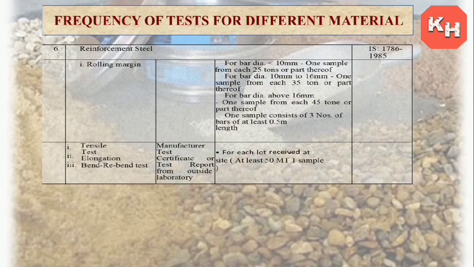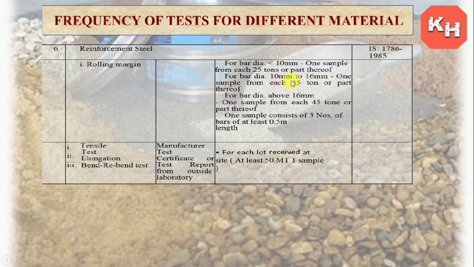And now reinforcement steel. For reinforcement steel, first we see rolling margin. Rolling margin for bar diameter less than 10 mm: one sample of each bar from 25 tons, that is, one sample from each 25 tons or part thereof.